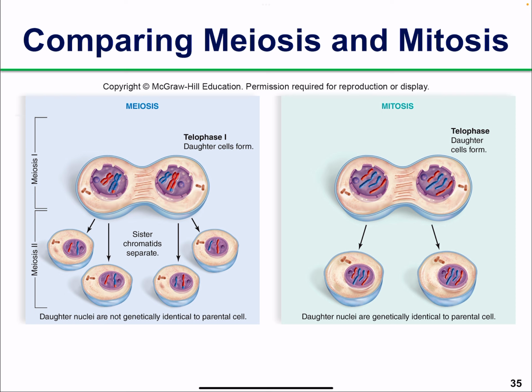In meiosis, telophase 1, we're going to have haploid cells, and these haploid cells are going to undergo another division that produces 4 haploid cells that are all genetically different, while in telophase of mitosis, we have 2 daughter cells that are genetically identical and diploid.